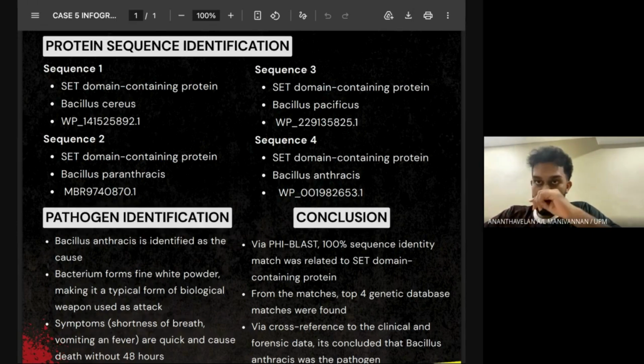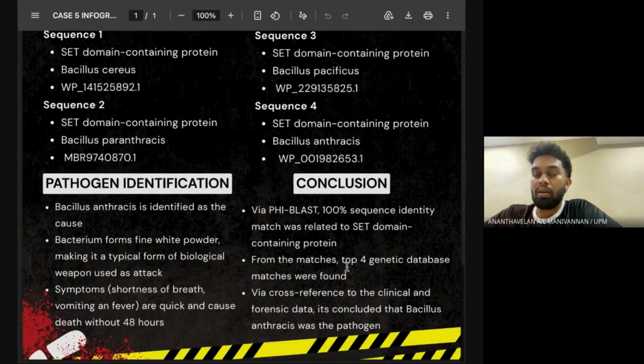Rodney. This is because Bacillus anthracis is a bacterium that forms a fine white powder, which is often used as a biological weapon to attack people. The symptoms of this pathogen infection are also similar to what Mr. Rodney experienced, that is shortness of breath, vomiting, and fever. And the death is very quick, which can happen within 48 hours.